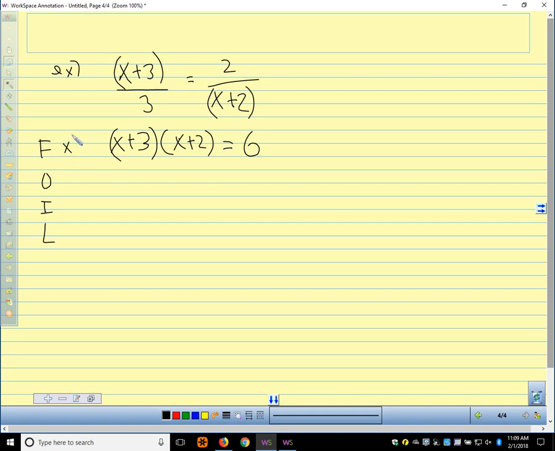X times x is x squared. O is for outside, so we're multiplying the outside things. X times 2 is 2x. I is inside. 3 times x is 3x. And L means last, the last things in the parentheses. 3 times 2 is 6. And then we add all these together. So this is x squared plus 2x plus 3x is 5x plus 6, and that equals 6.